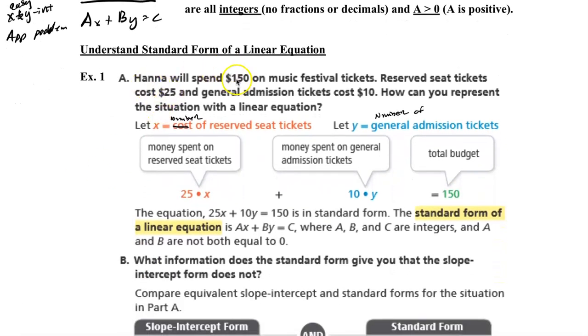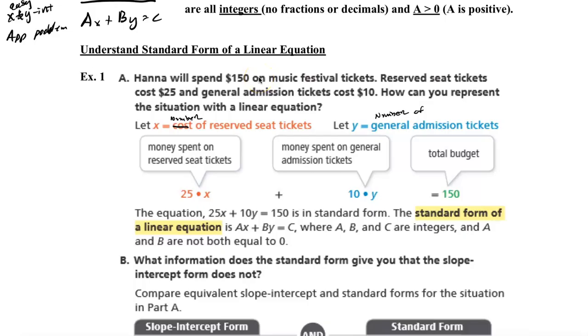Hannah will spend $150 on music festival tickets. Reserved seat tickets cost $25, and general admission tickets cost $10. How can you represent this situation in a linear equation? This is a classic example of an application problem with linear equations. So they give you the total cost.